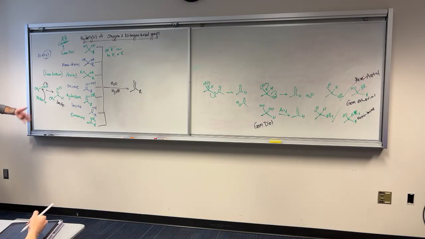But the enamine can't take a double bond, like the imine, the hydrazone, the oxime. So instead, the double bond is structurally isomerized. The double bond is between the carbons rather than between carbon and nitrogen.